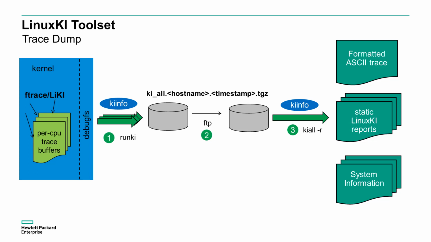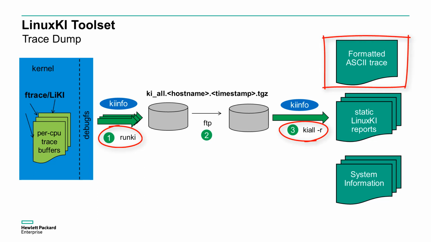In part 3 of the video series, we learned how to collect a LinuxKI trace dump using the runKI script and how to create a set of trace-based reports using the KI all script. Today, we'll focus on the ASCII trace data. Normally, we don't begin our analysis with the actual trace data, but it's important to understand LinuxKI from the ground up as you build your knowledge about the tool.